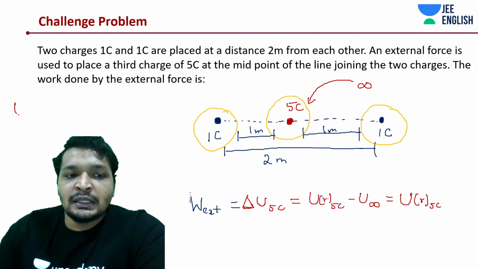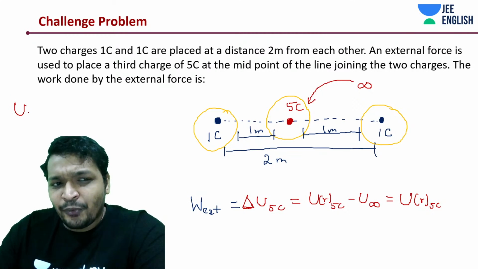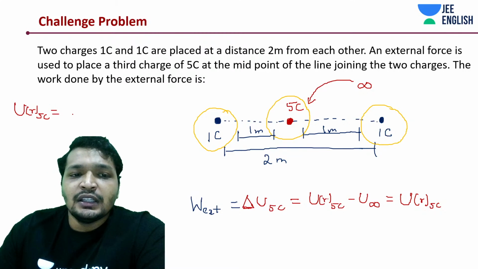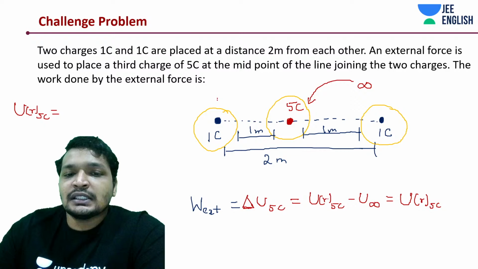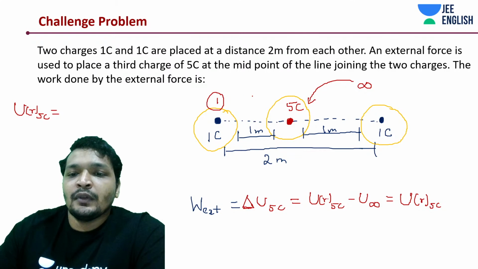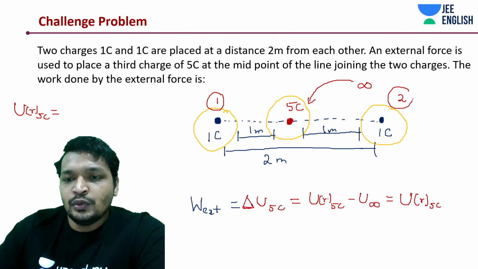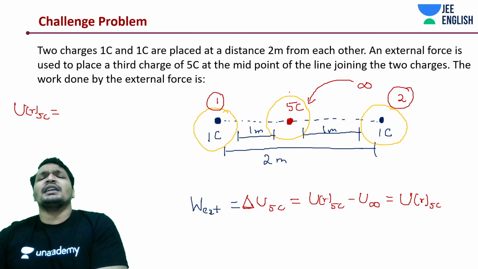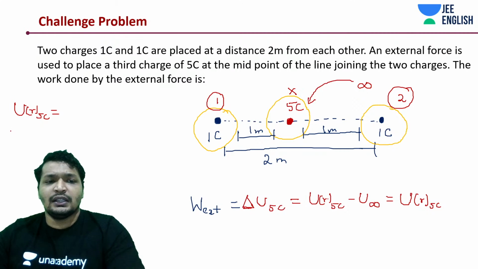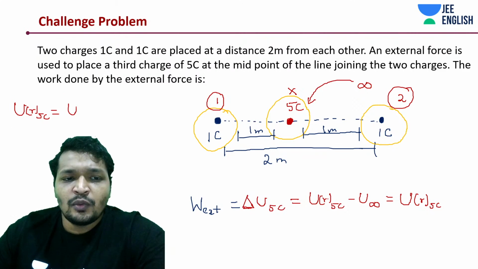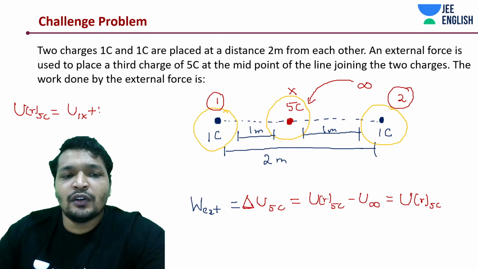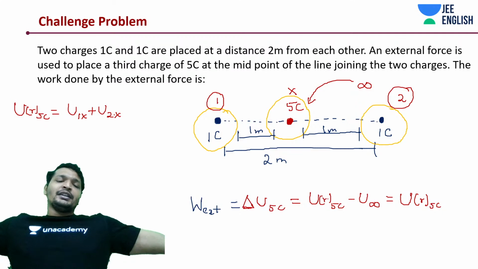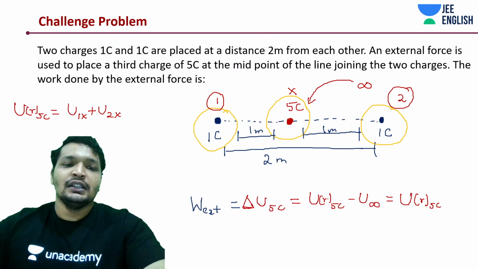So if I'm going to say the potential of a single point charge at its position, in this case you are 5C. 1 would be due to, let's call this 1 and this 2, and this has some point, let's give this a name as some X. So there would be two things: one would be U1X plus U2X.